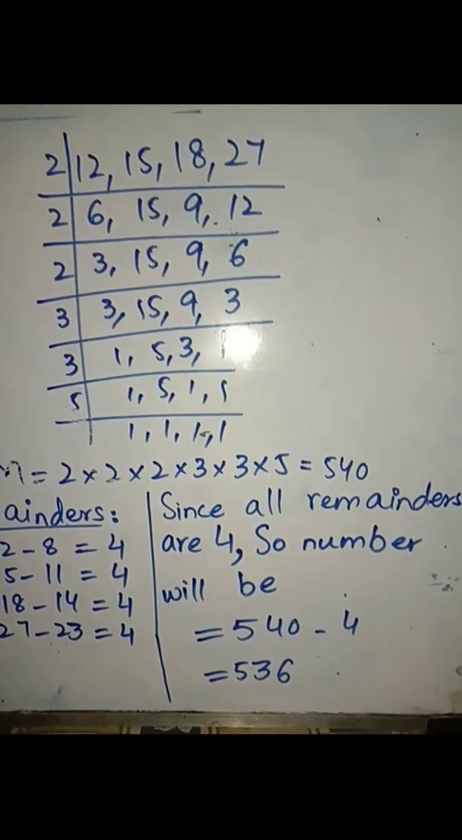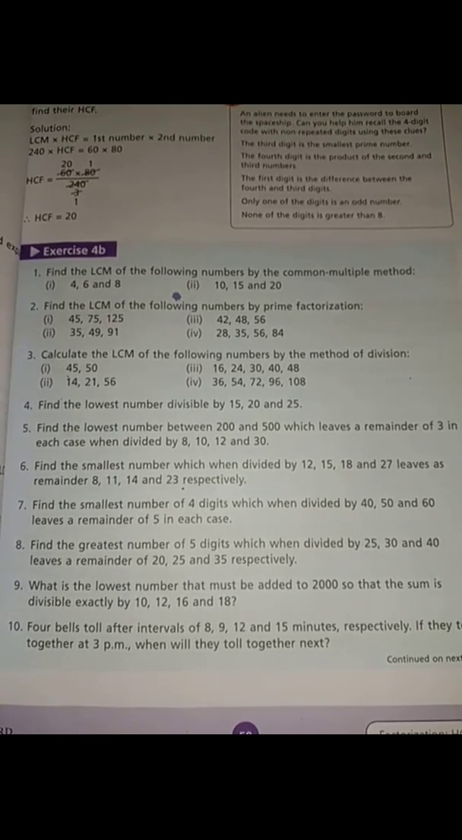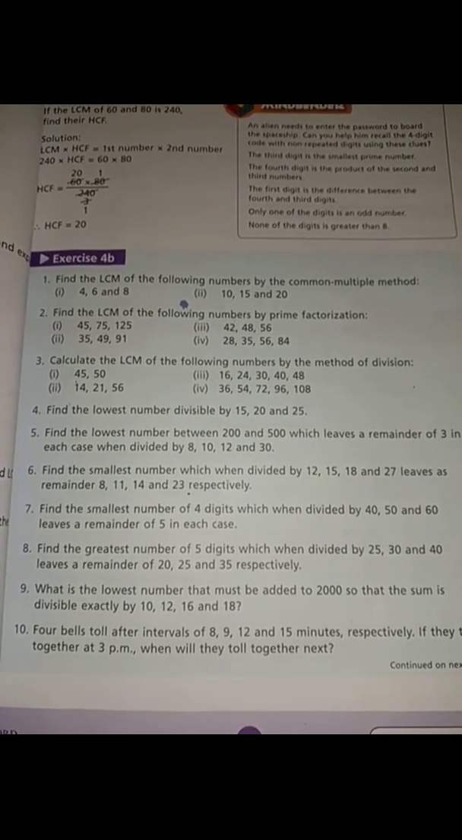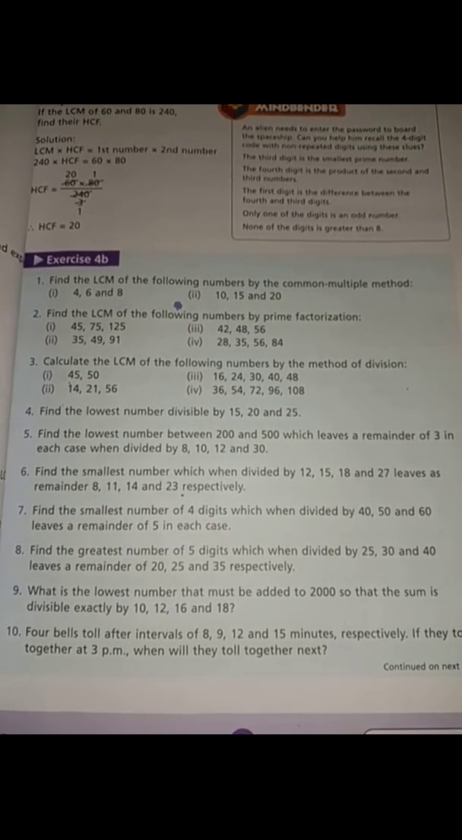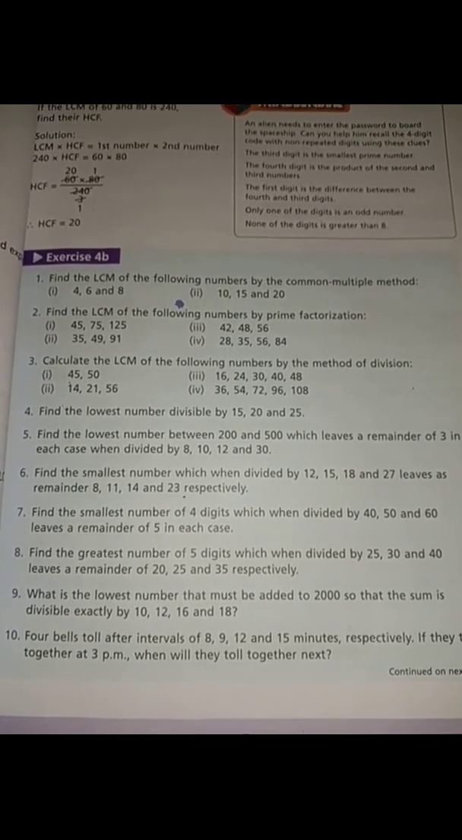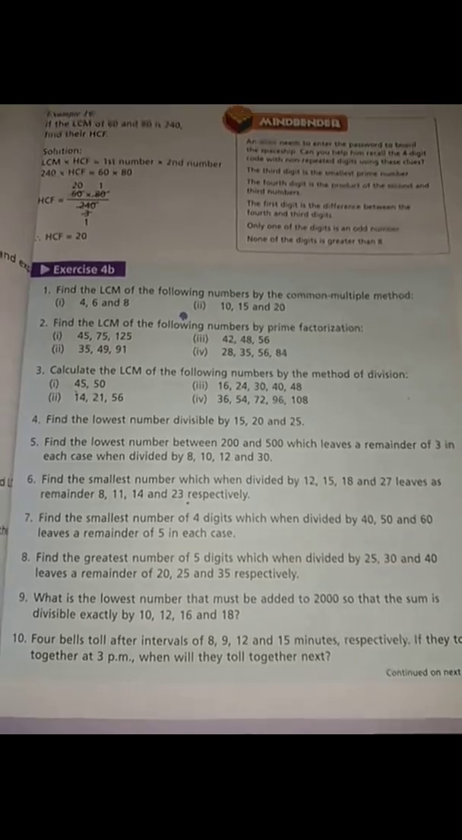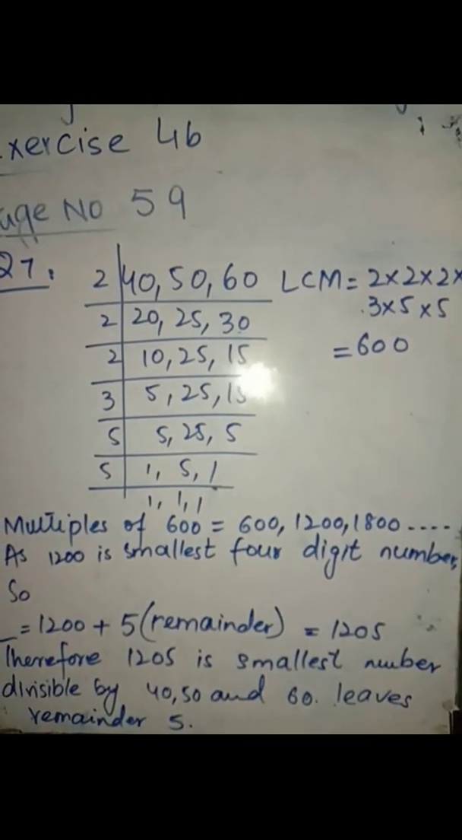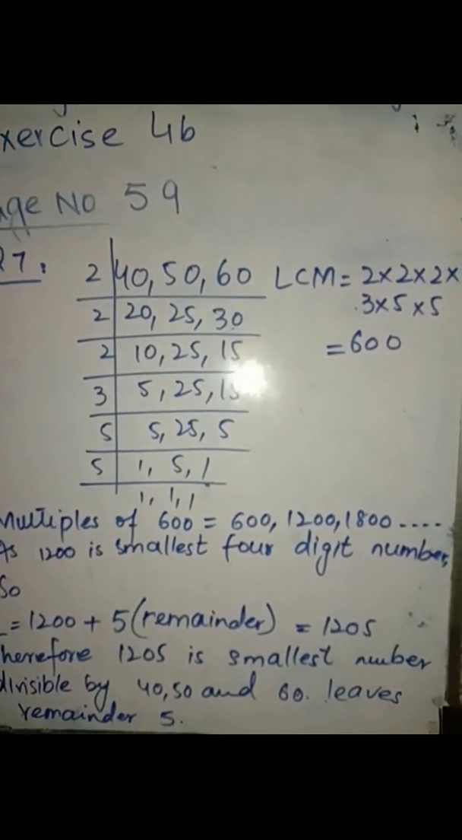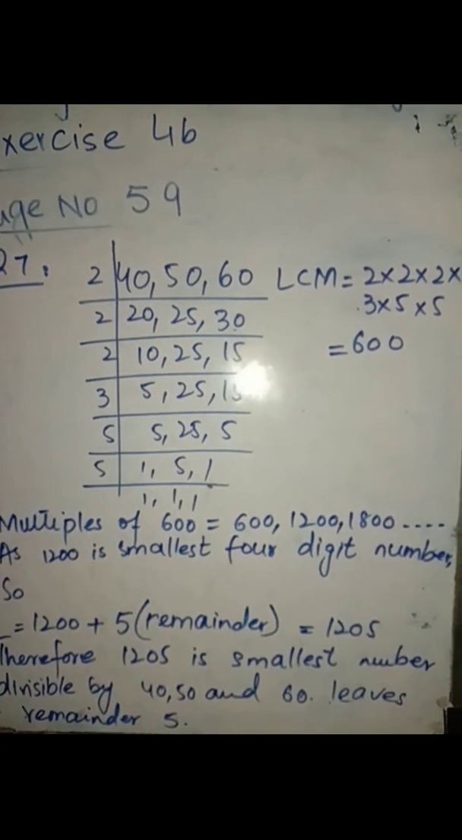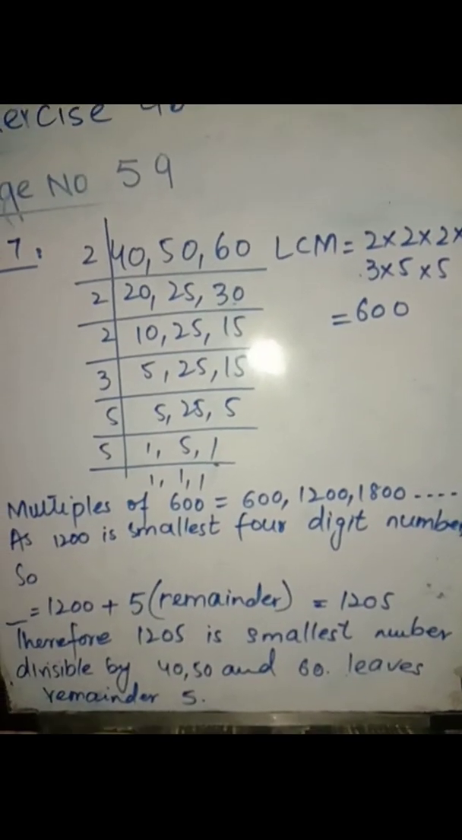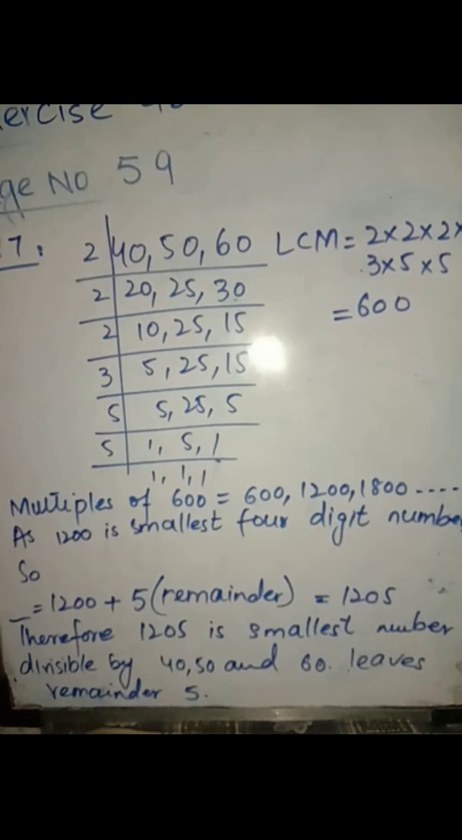Understand? Now moving towards question number 7, we have to find the smallest number of 4 digits which when divided by 40, 50 and 60 leaves a remainder of 5 in each case. Let's have a look over it. We took the LCM of 40, 50 and 60. Then we got 2 times 2 times 2, 3 and 5 times 5. The multiplication results in LCM 600.